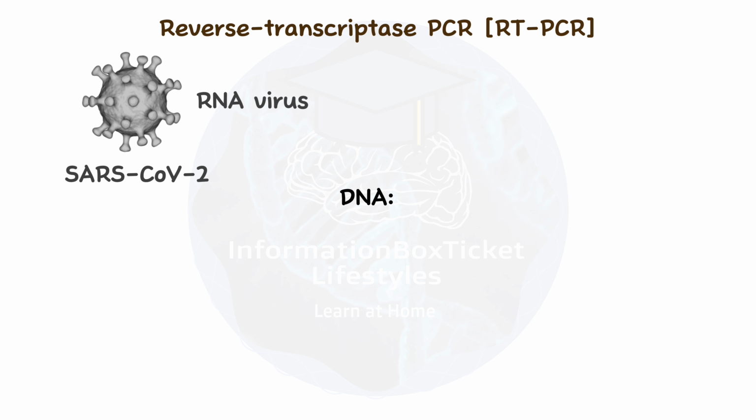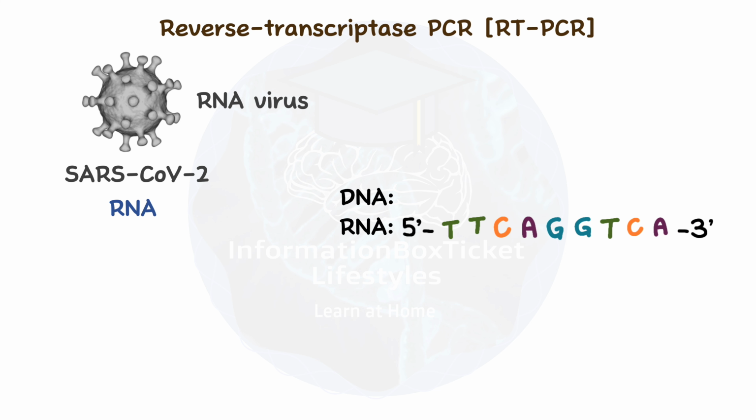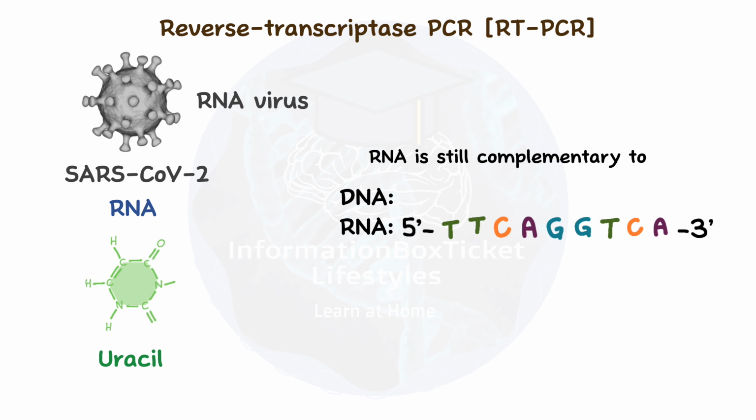If you recall, one key distinction between RNA and DNA is that RNA lacks thymine. In its place, RNA contains uracil. However, RNA is still complementary to DNA. For example, if an RNA strand has the nucleotide sequence 3'-AAGUCCAGU-5', then the complementary DNA, or cDNA, strand would be 5'-TTCAGGTCA-3'.